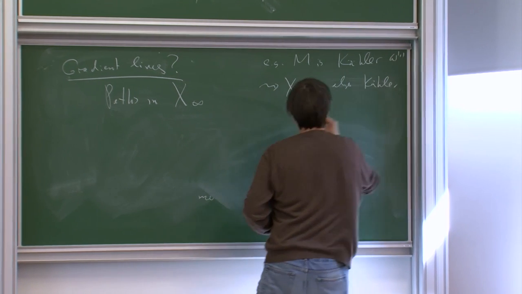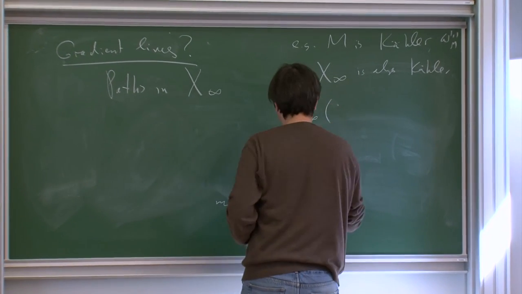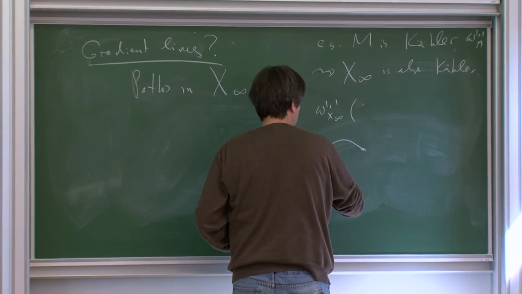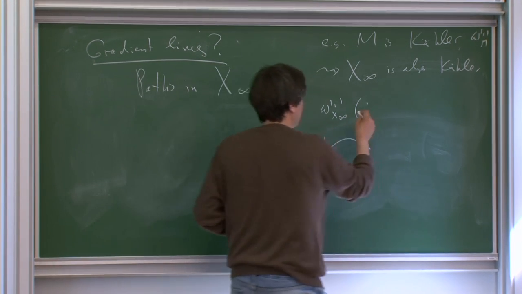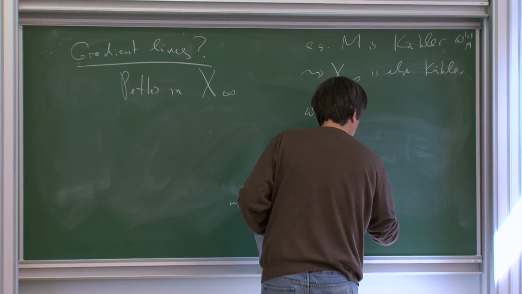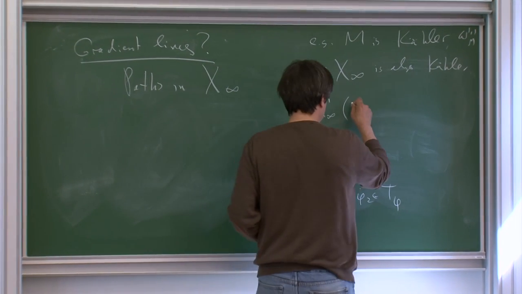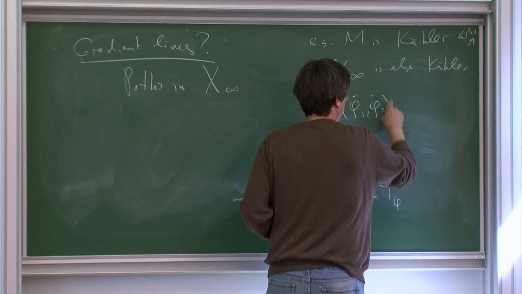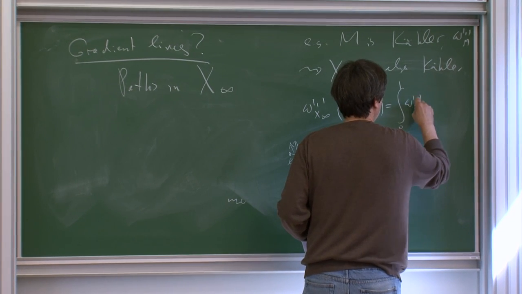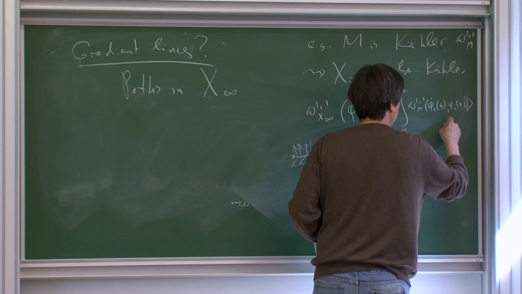So you choose Kähler form 1-1. What will be Kähler form 1 on X infinity? If you get some, let's say, path, and consider a tangent vector, so you get two sections of a tangent bundle, you get some path phi, and you get phi 1 and phi 2, tangent vectors in the space of paths. The Kähler form will be kind of integral from 0 to 1, pairing in the tangent space of my manifold, multiplied by dt.